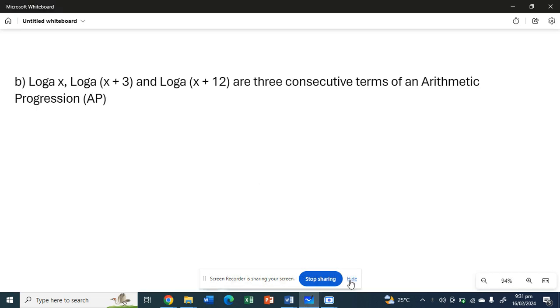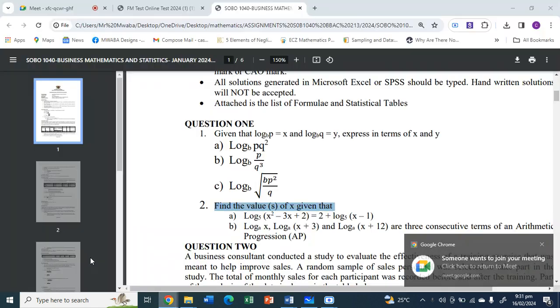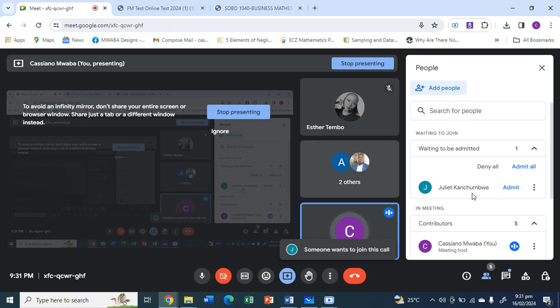So an arithmetic progression is like a list of numbers where each number is formed by adding a certain number, which is called the common difference. Okay. So an arithmetic progression.